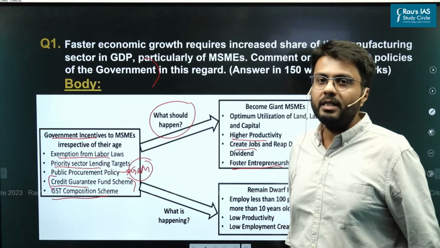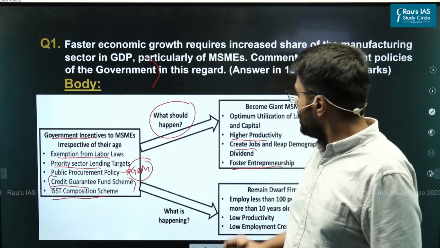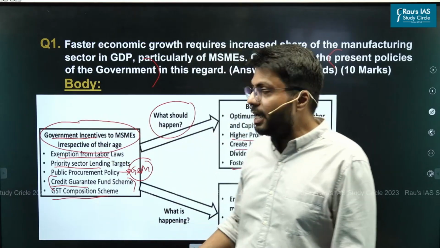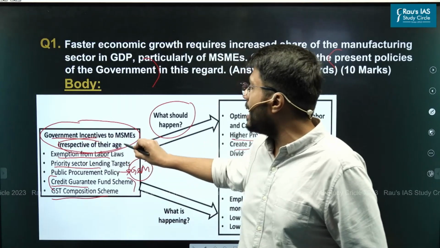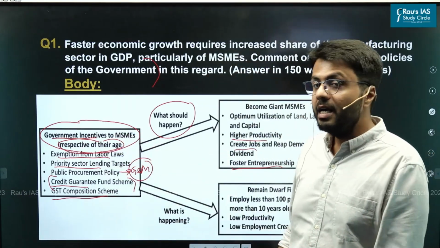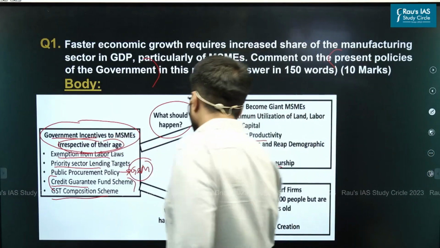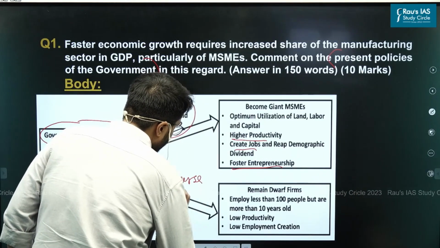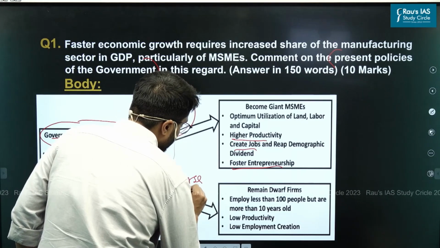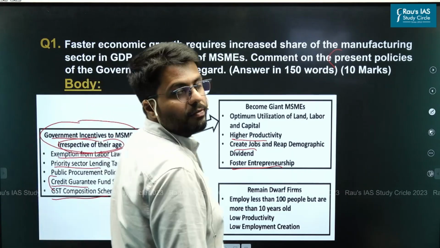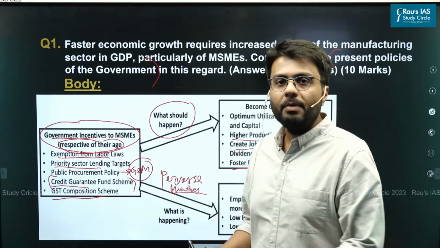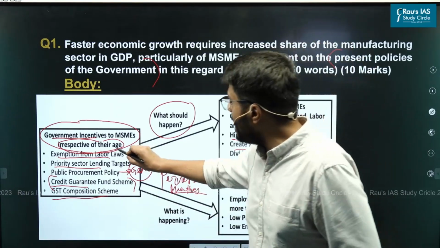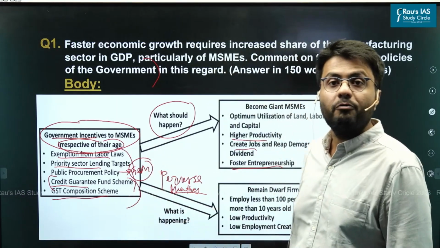But this is not what is happening currently, because these incentives are provided to every MSME, irrespective of their age. And hence, in a way, these incentives are acting as perverse incentives, as they encourage MSMEs to remain small, because only when they are small will they be able to achieve these benefits from the government.